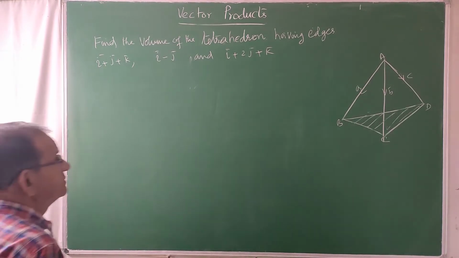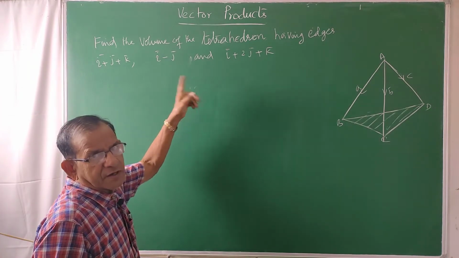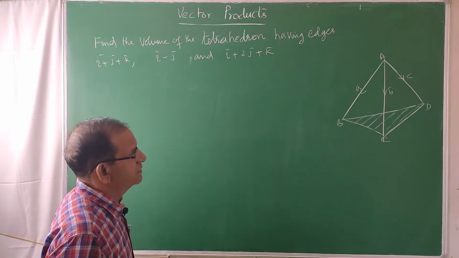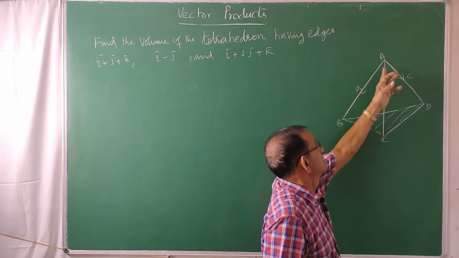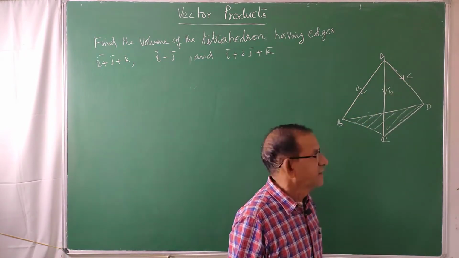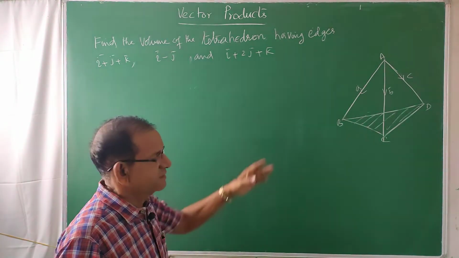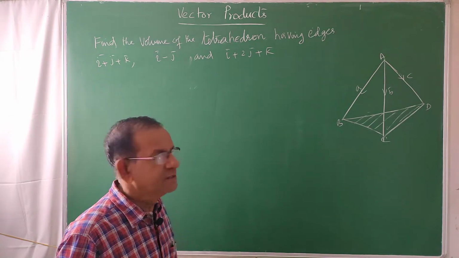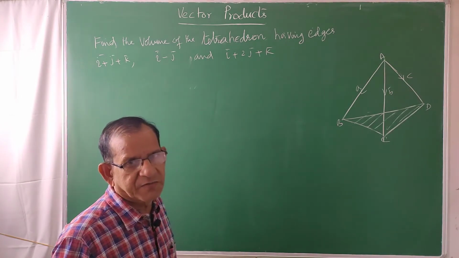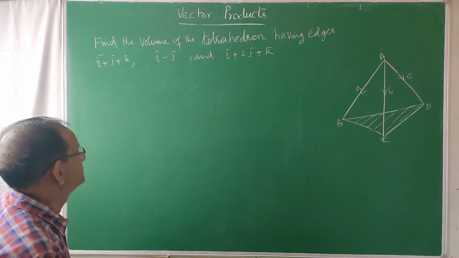Here is the question. For a tetrahedron, the three coterminous edges are given. Let us take them as A bar, B bar and C bar. They are the edges starting from A. Now what is the volume of the triangle? Not triangle, sorry, tetrahedron. Its volume is 1 by 6 times box ABC, where A bar, B bar, C bar are the coterminous edges.